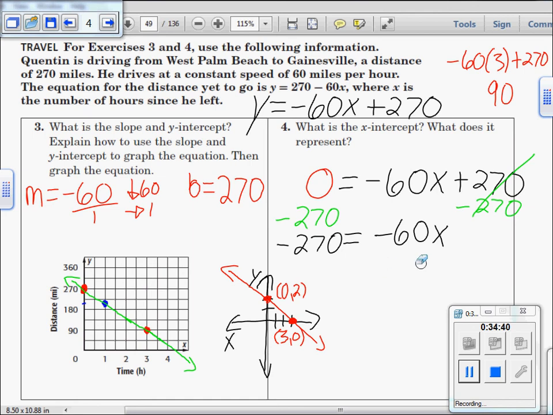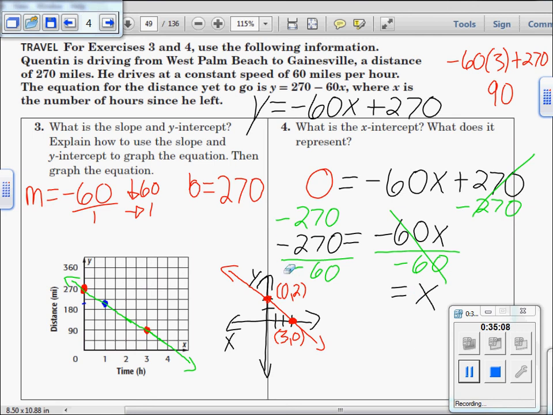Now to finish solving, hopefully you remember that to get rid of a coefficient, in this case negative 60, which is touching the x, meaning multiply, you have to divide both sides by that number. So you divide both sides by negative 60. They cancel on the right side.